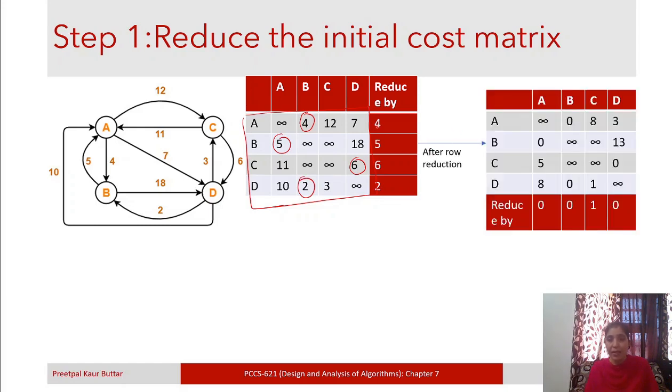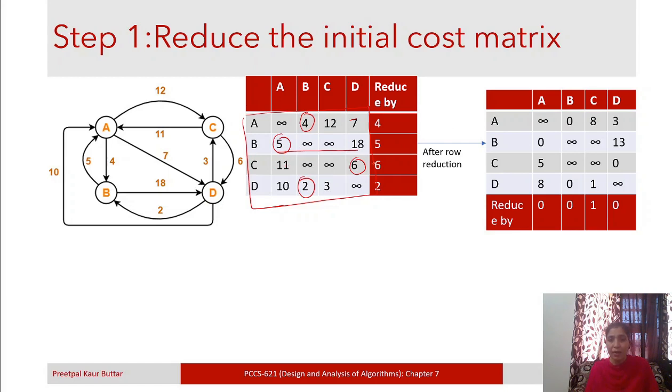We subtract this value from all the values in this row. So infinity minus 4 is infinity, 4 minus 4 is 0, 12 minus 4 is 8, 7 minus 4 is 3, right? Similarly, we will subtract 5 from all these values in the second row.